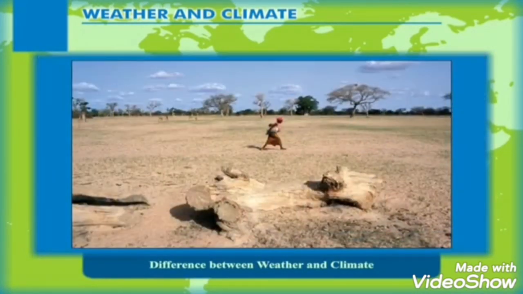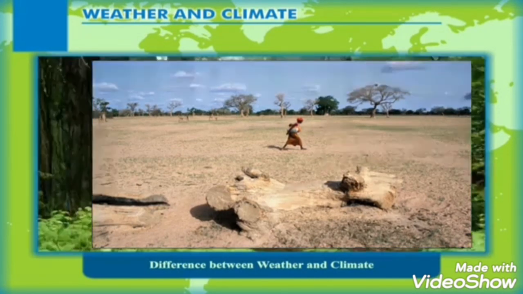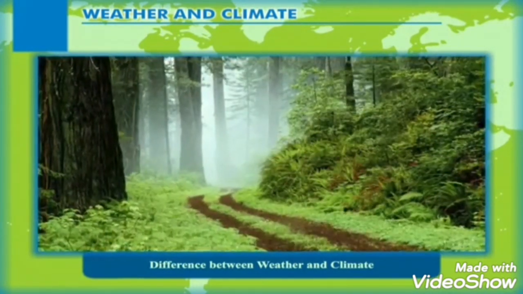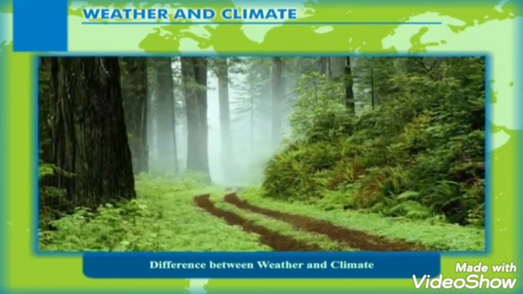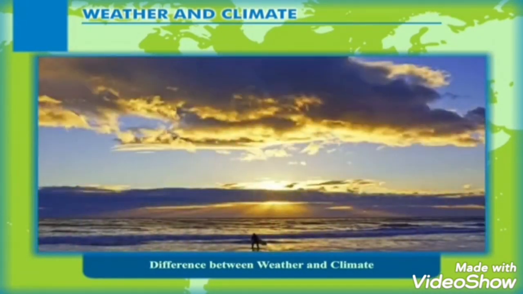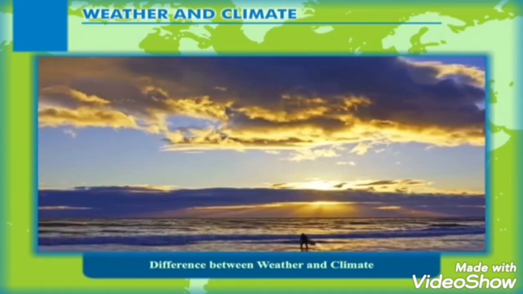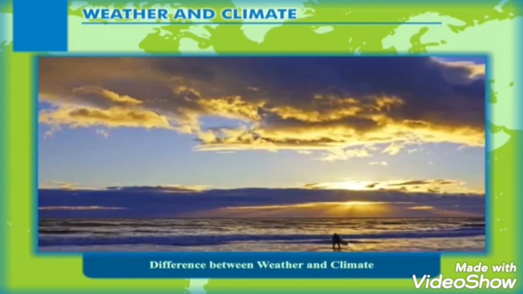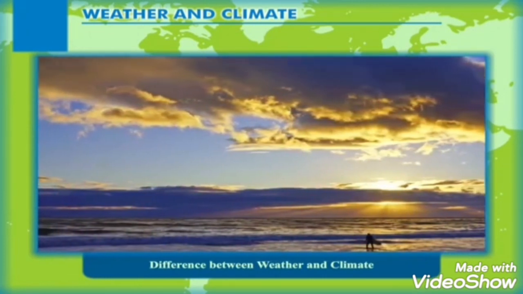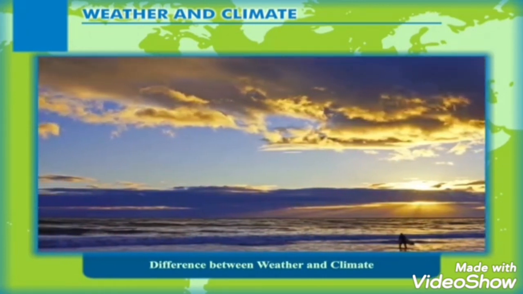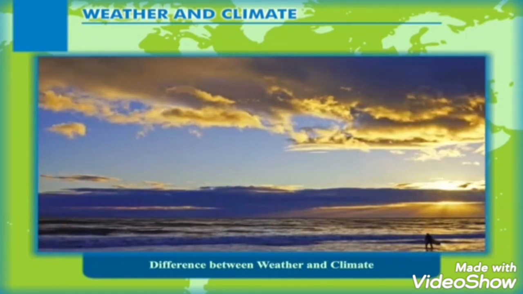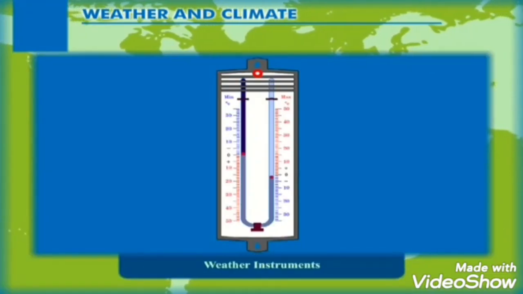These average atmospheric conditions that have been experienced for a long duration of time, may be 25 years to 30 years or even more, and over a large area like a country are known as climate. The weather, season or climate are dependent on various elements that are responsible for changes in the atmospheric conditions and thus deciding the weather or climate of a place. Weather instruments.